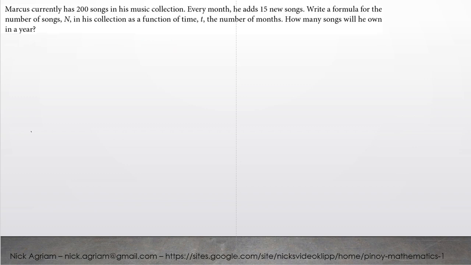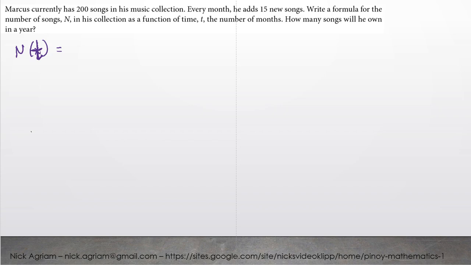Our third example. Marcus currently has 200 songs in his music collection. Every month, he adds 50 new songs. Write a formula for the number of songs n as a function of time, n of t, where t is the number of months.